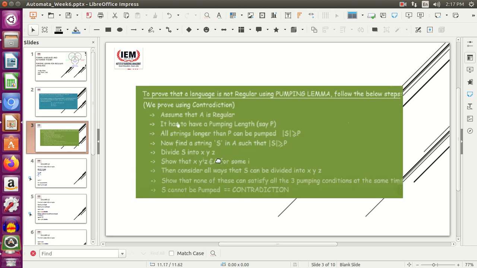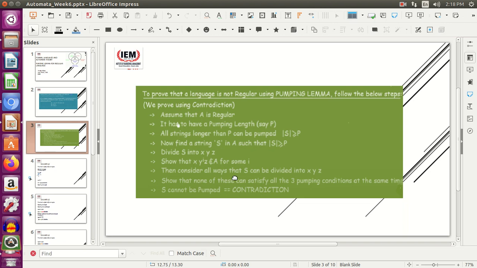After that, we divide S into 3 parts x, y, z, and then we raise y to the power i, and we try to get a string of this form and show that it is not a part of A. That is, it does not belong to A, which is a regular language. Once you can show that x y^i z is not an element of A, we can say that the language is not regular.